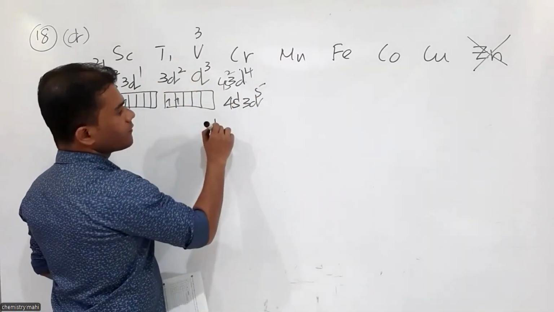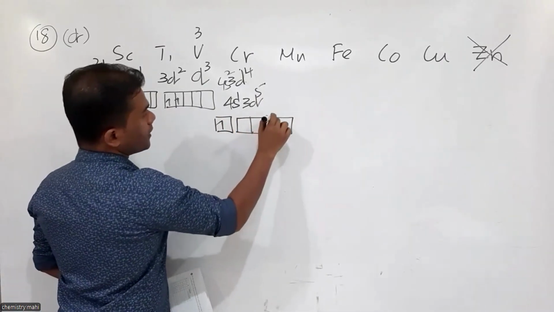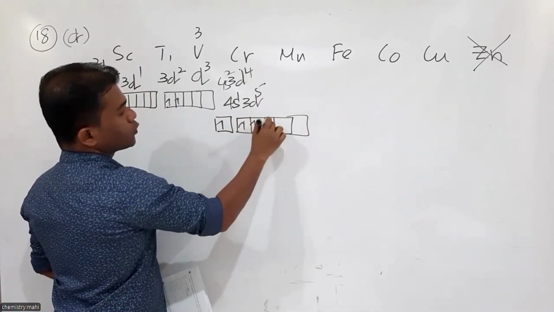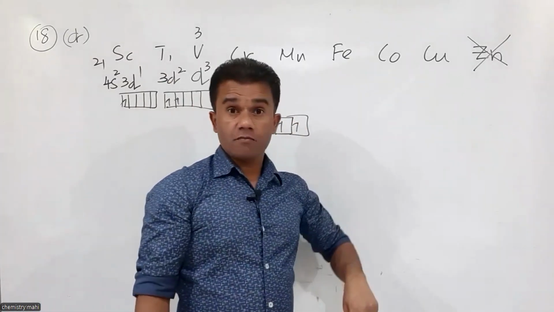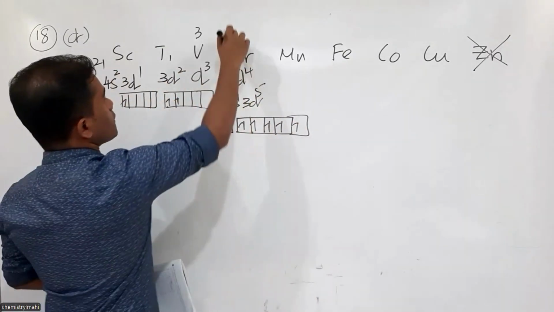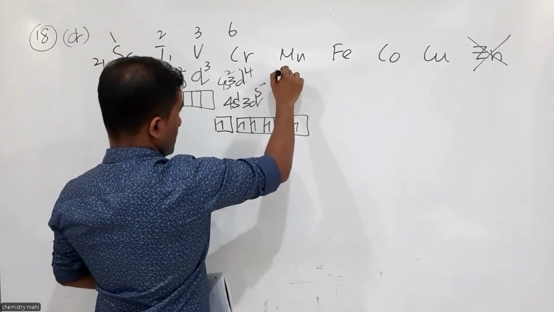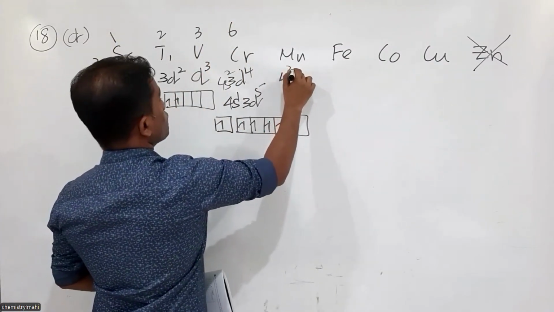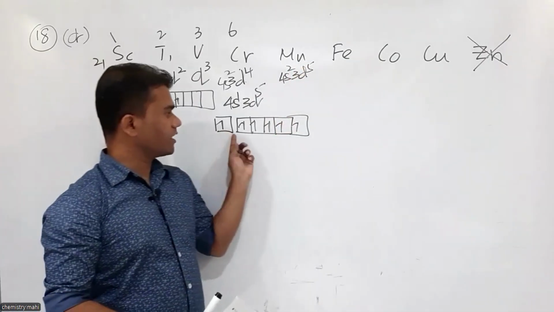4s1 is not completely filled. There is one unpaired electron. 3d5 is not completely filled. Then 1, 2, 3, 4, 5. How many? 6 unpaired electrons are available in the case of chromium. Here 2, here 1, here 6. Manganese 4s2 3d5. Now the 4s2 means no unpaired electron. 3d5 means just 5.